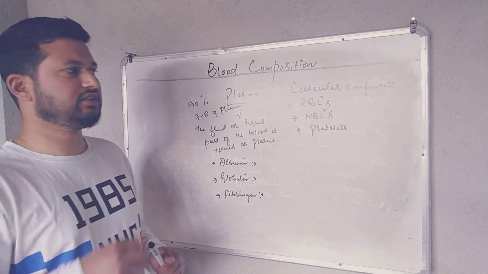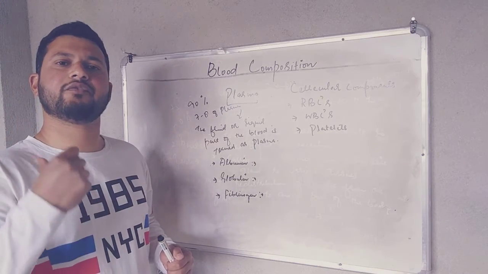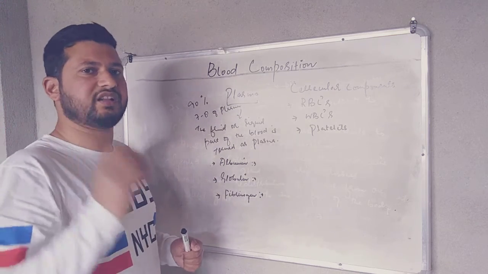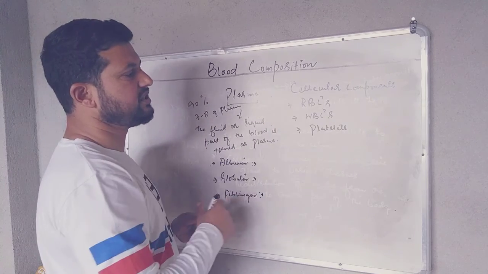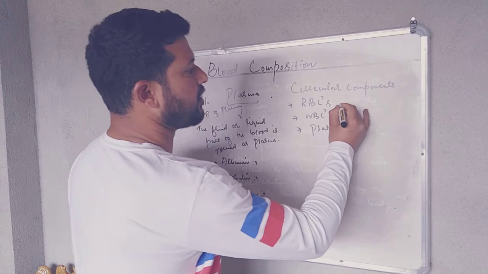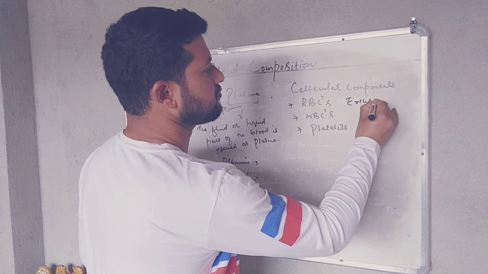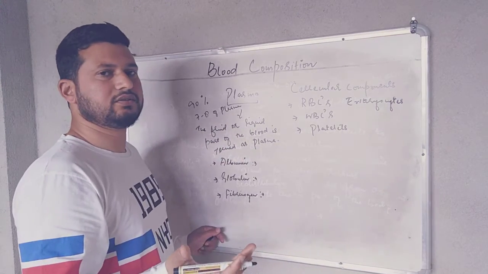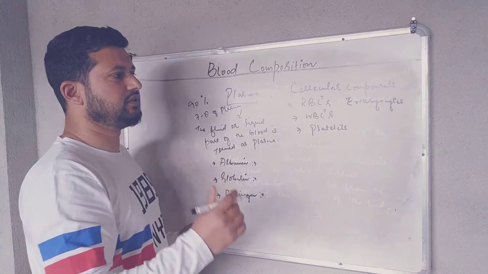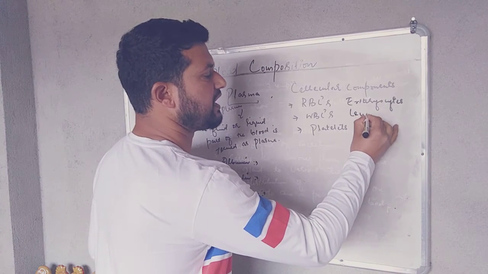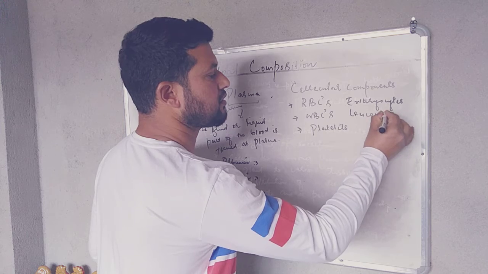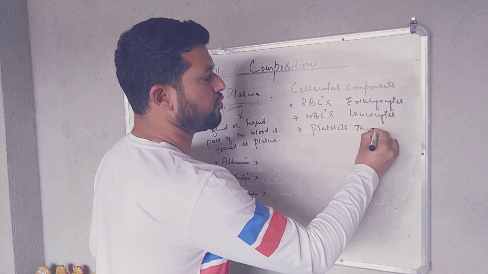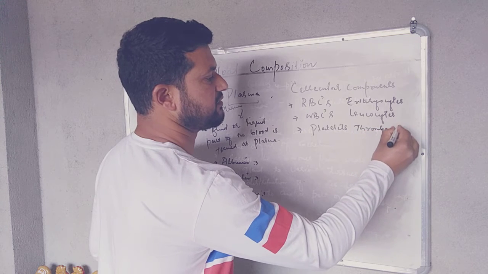The cellular components float in the plasma. The three main cellular components, or three main cells of the blood, are the RBCs, that's the red blood cells, which are also known as erythrocytes; WBCs, that's the white blood cells, which are also known as the leukocytes; and platelets, which are also known as the thrombocytes.